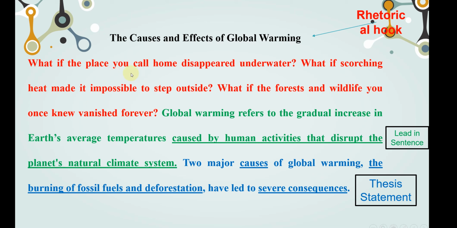What if the place you call home disappeared underwater? What if scorching heat made it impossible to step outside? What if the forest and wildlife you once knew vanished forever? As you can see, I started my introductory paragraph with a series of questions, and these are called rhetorical questions. So this is one of the hooks that you might start your introductory paragraph with. I'm not going to read the lead-in sentence and the thesis statement because they are the same.